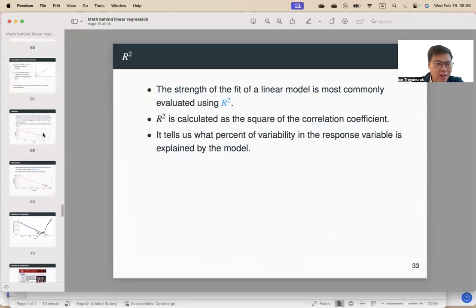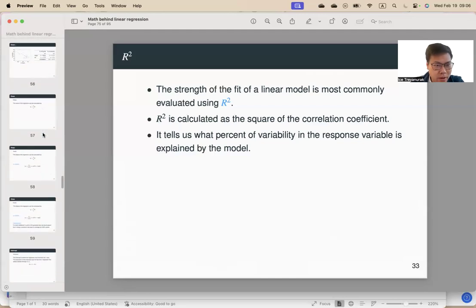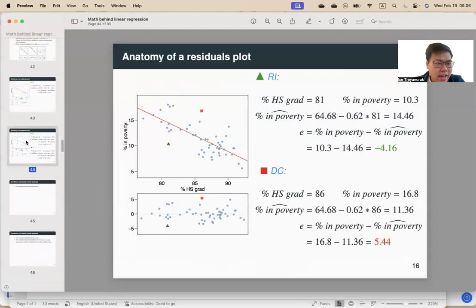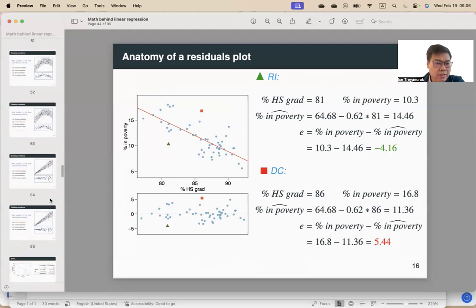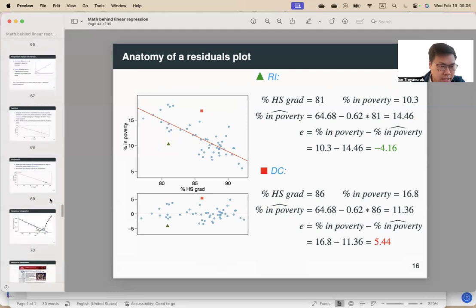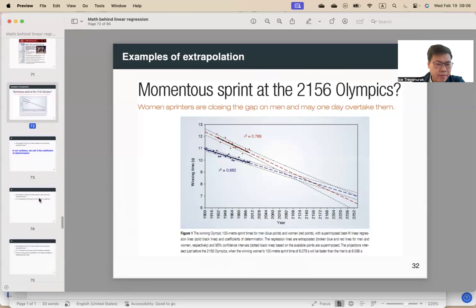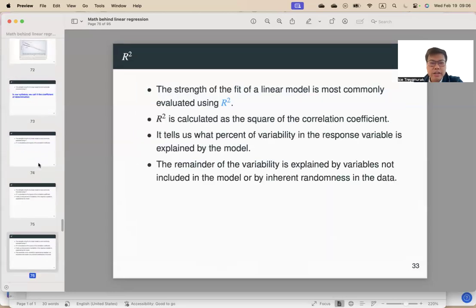So if we go back all the way back to that data with poverty and high school graduation rate, you might see that, yeah, the R value will be lower for these numbers. In general, the data are more spread out compared to the sprint times that we saw here. Okay, all right. So that's the R value.